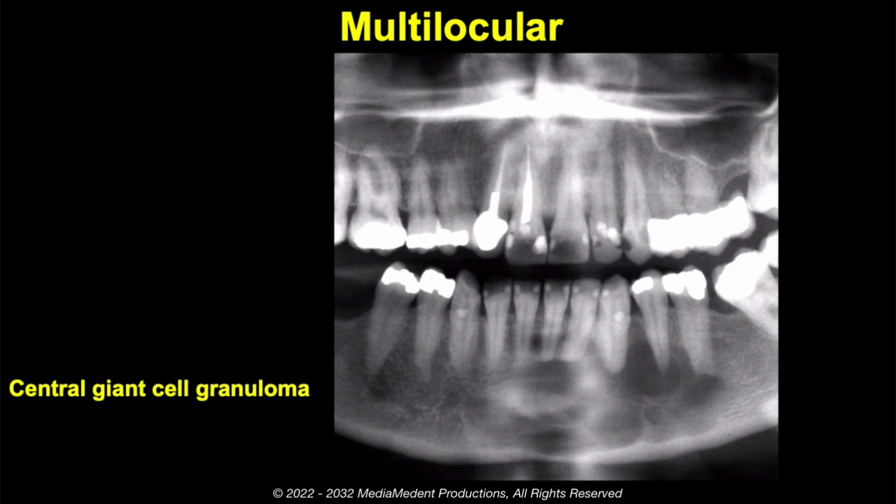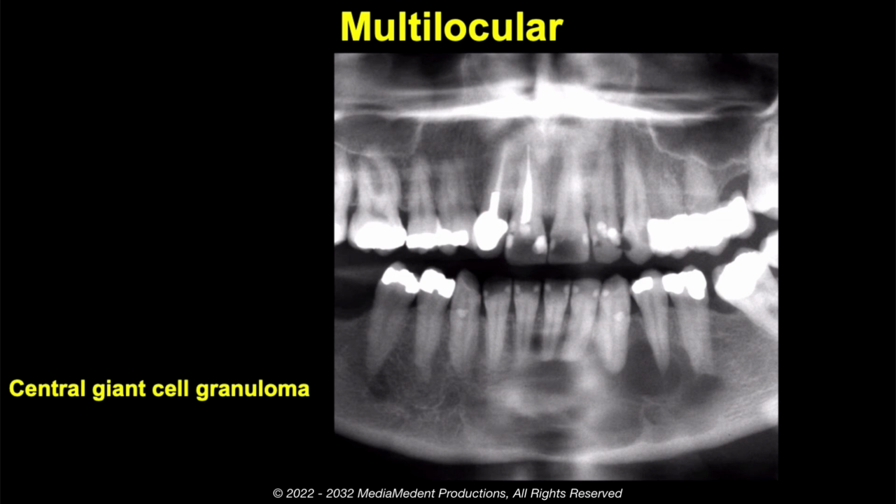The central giant cell granuloma is slowly growing and painless. These characteristics may account for the older age of this patient. The central giant cell granuloma occurs twice as often in the mandible as in the maxilla and usually anterior to the first molar. Lesions in the mandible may, as in this example, cross the midline.